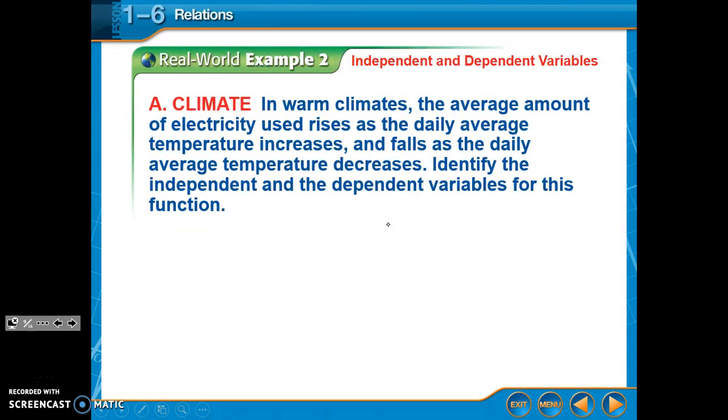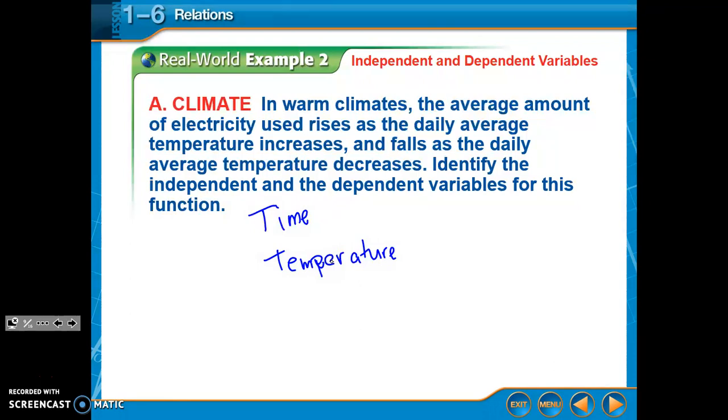Example 2. In warm climates, the average amount of electricity used rises as the daily average temperature increases and falls as the daily average temperature decreases. Identify the independent and dependent variables for this function. Basically, throughout the day the temperature goes up and down. So our two variables are the time during the day and the temperature. And we want to say which one is independent and which one is dependent.